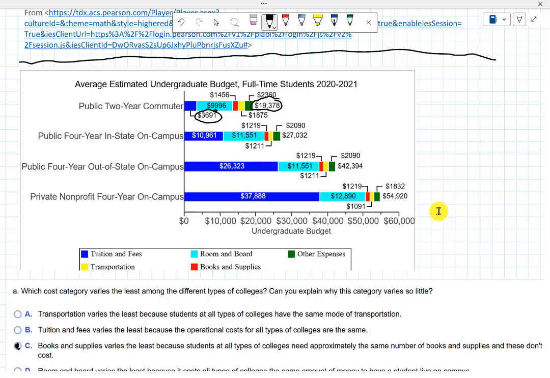So I've got my 3691 divided by 19378. The way you do it is this. You take your 3691 and you divide it by 19378, and then you multiply it by 100%.